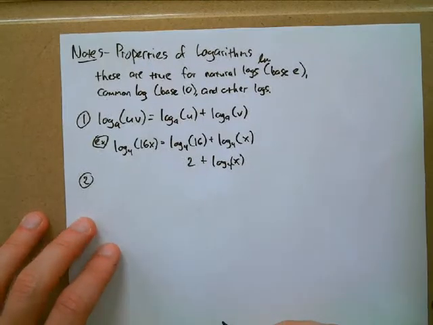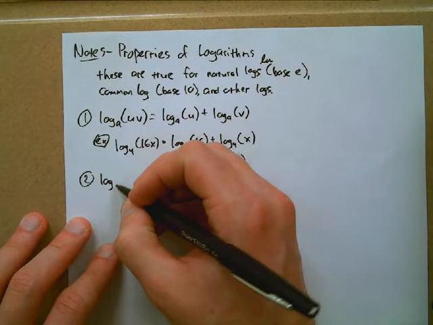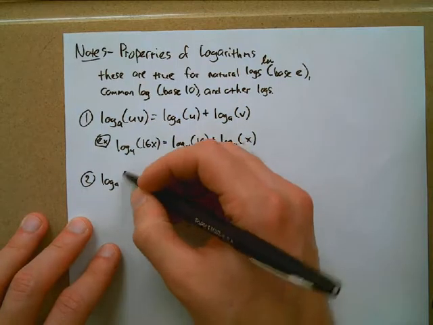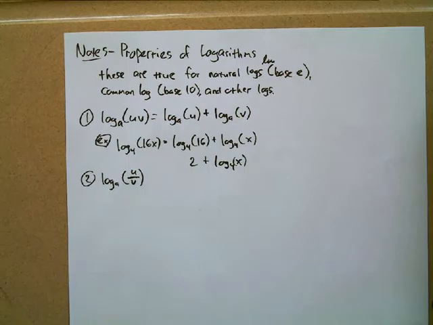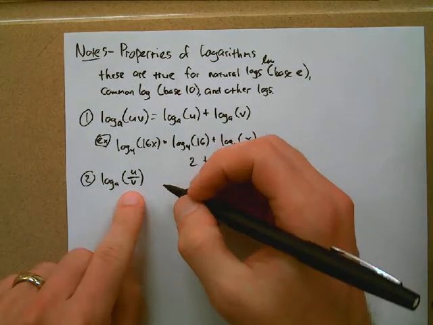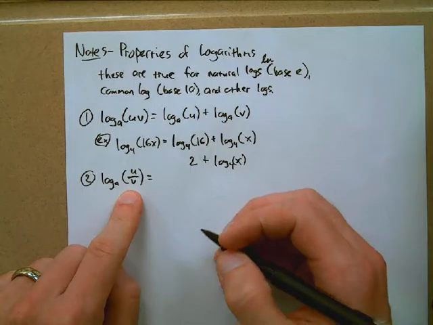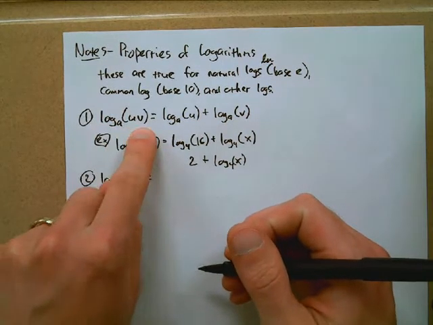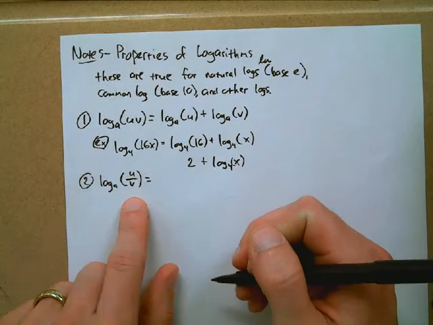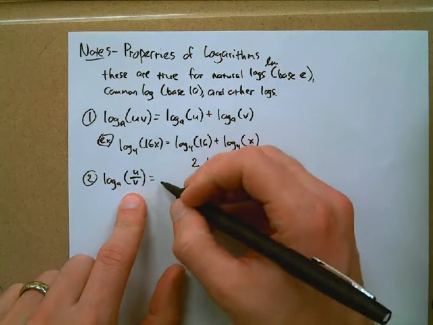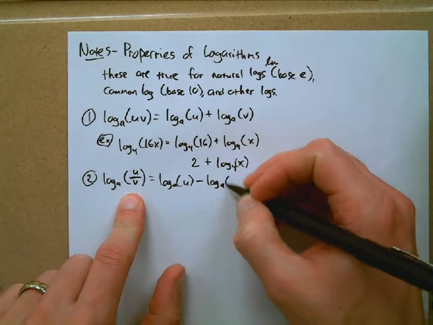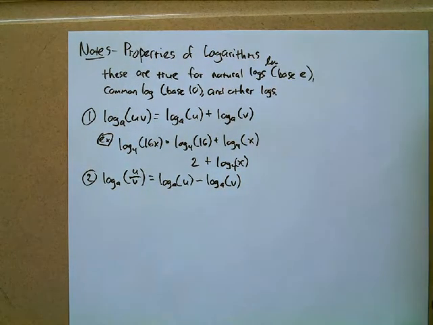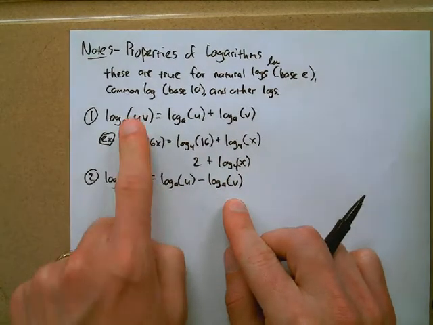Next, another property: log base A of u over v, or u divided by v. You can probably figure out what this one's going to be. If log base A of u times v was log base A of u plus log base A of v, then log base A of u divided by v is going to be log base A of u minus log base A of v. So division changes to subtraction between the two pieces, and multiplication changes to addition.